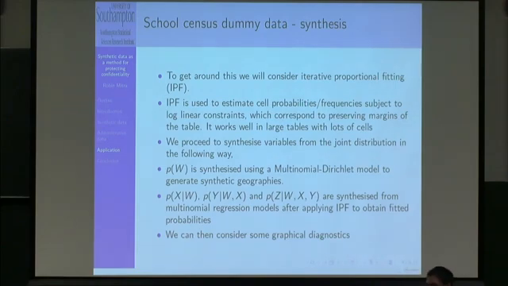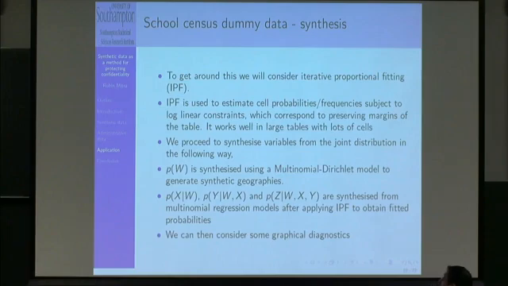I don't have the time to go through exactly how it works, but it's essentially used to estimate cell probabilities or frequencies subject to log linear constraints, which correspond to preserving margins of a table. It works well in large tables with lots of cells. So it's an alternative way of getting cell probabilities, which is essentially the same as getting the parameter estimates. It's a different way to estimate parameters, but you still get the equivalent parameters out. It was nice that it worked, and it ran relatively quickly, even in these quite complex problems, which was good to see.